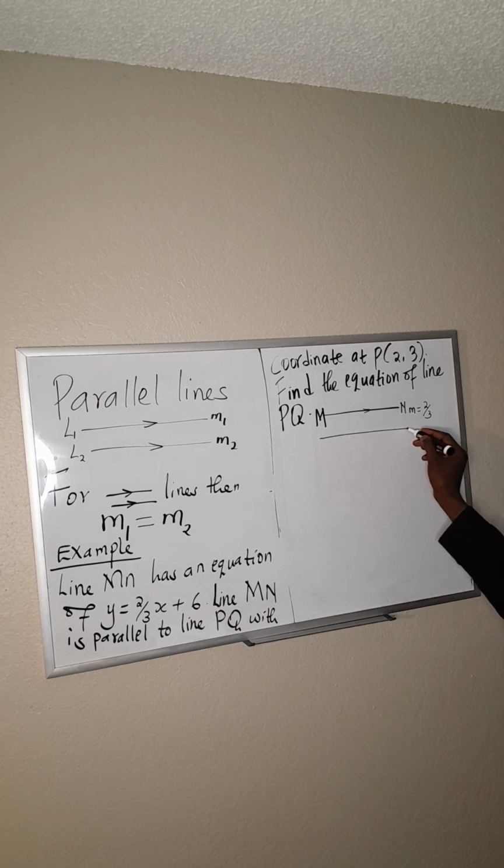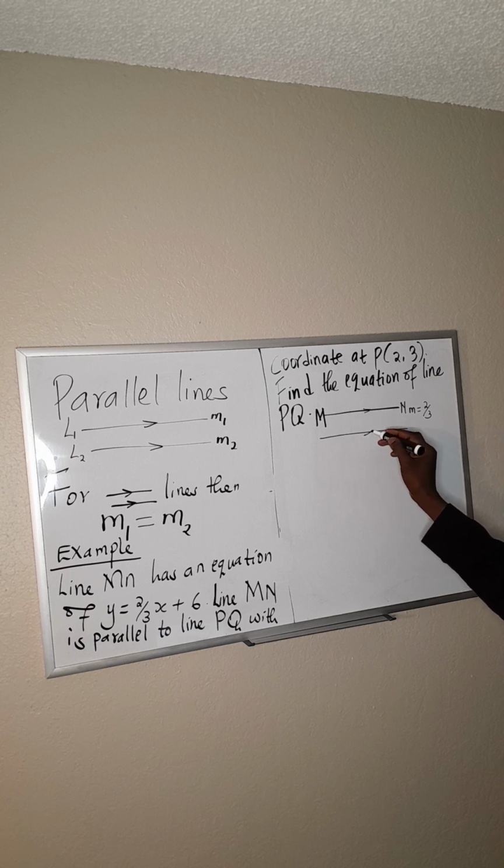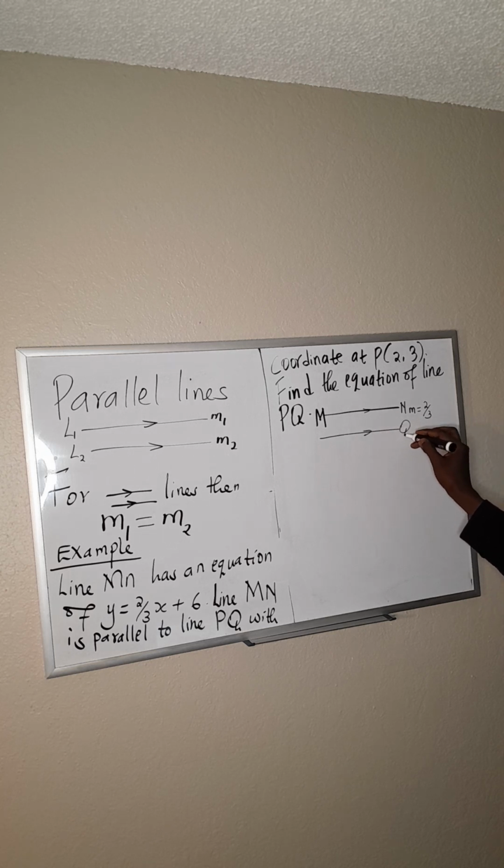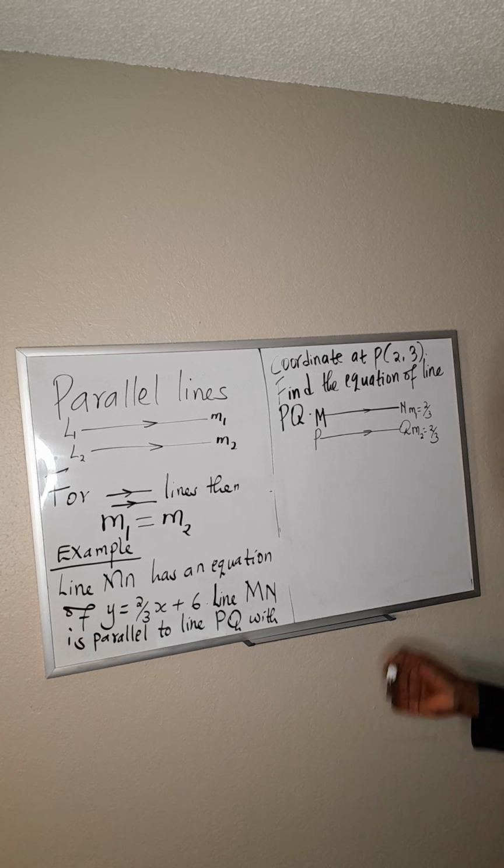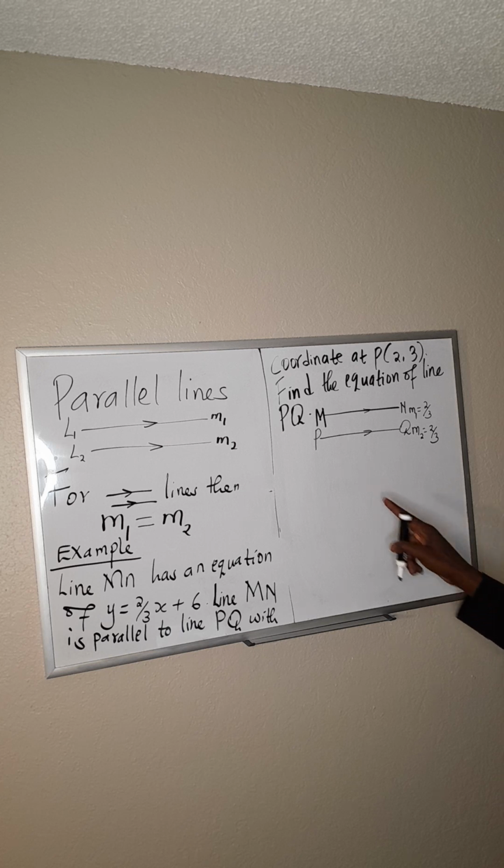I'll try to sketch line PQ. So this is how my line PQ will look. Because they are parallel, if m1 of line 1 is 2 out of 3, automatically this one also becomes 2 out of 3. So we already have the gradient of line PQ by virtue of it being parallel to line MN. Therefore, they have equal gradients. Now we go ahead and try to find the equation of line PQ.